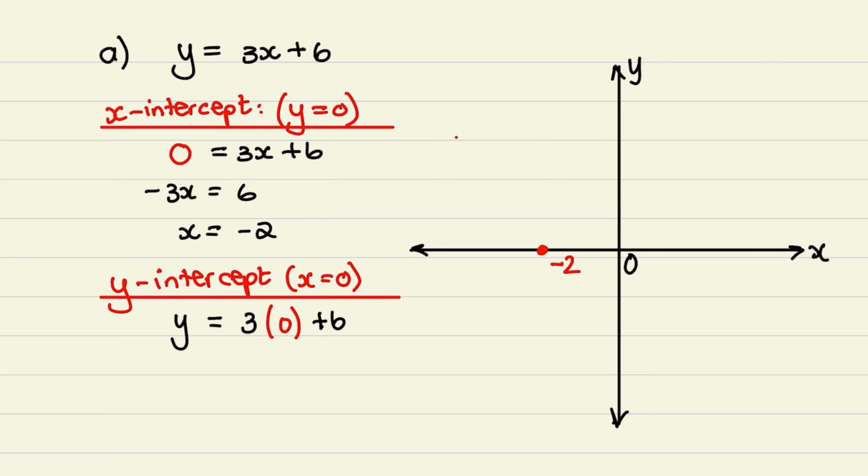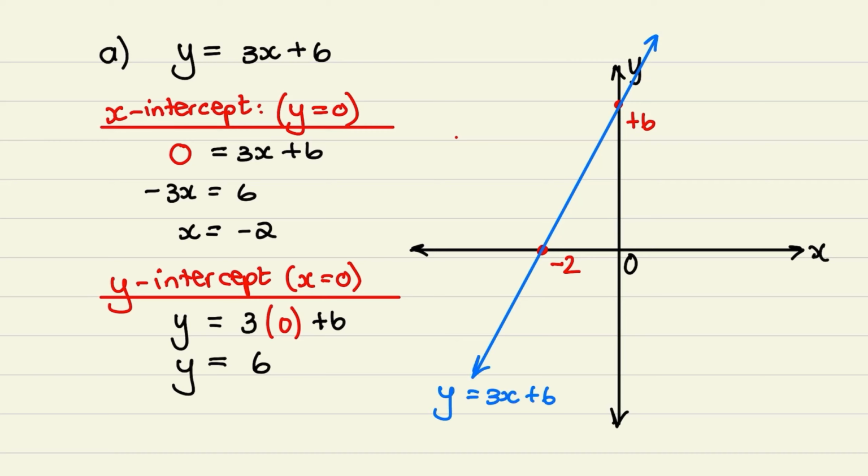And now for the y-intercept, I replace x with a 0 in the equation. So it will be 3 times 0, so 3 times 0 plus 6 is equal to 6. And on the Cartesian plane, we can see that the y-intercept is at positive 6. And now that I have these 2 points of positive 6 and negative 2, I can simply connect them with a straight line, and that will be the linear function or the linear graph.